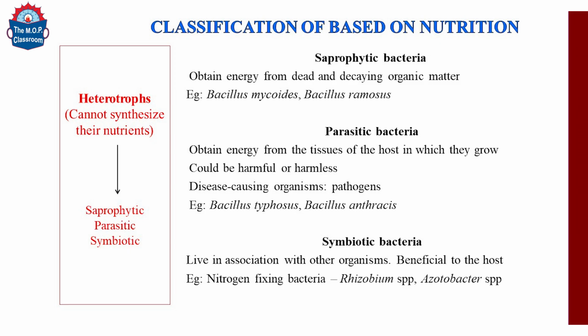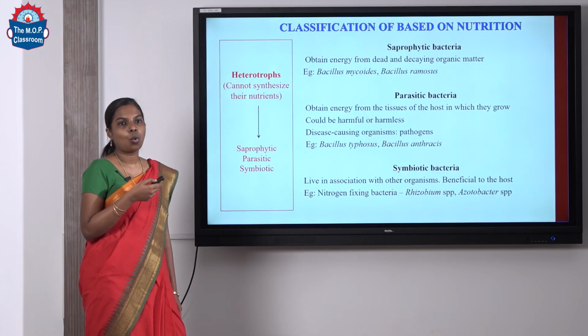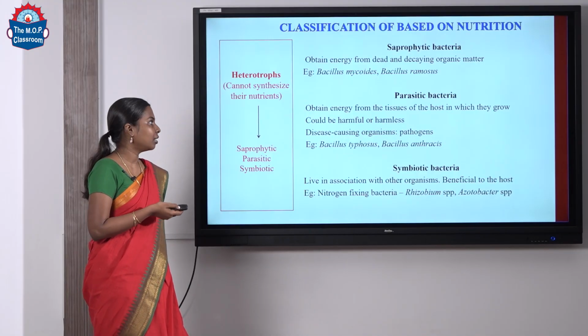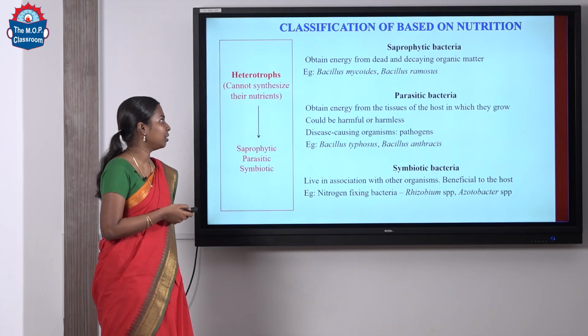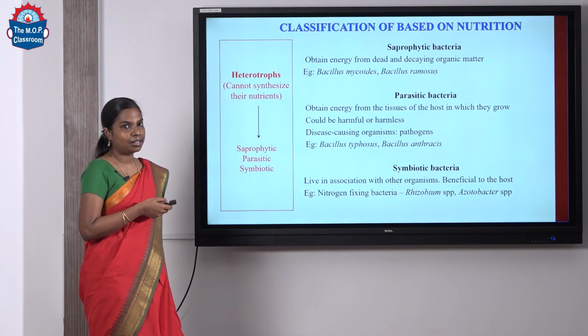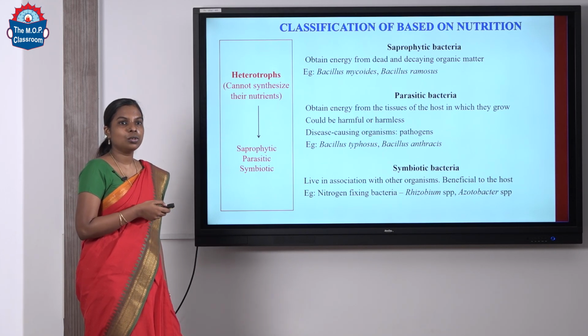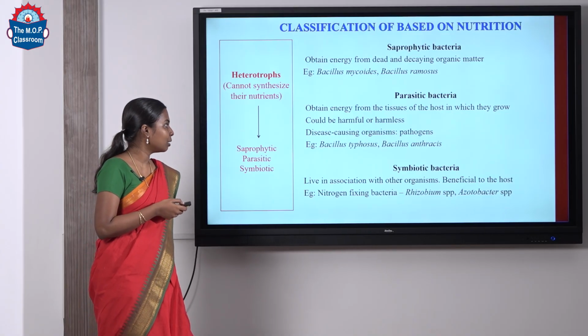The second one is called heterotrophs. Heterotrophs cannot synthesize the nutrients and hence they have to depend upon other sources to get the nutrients required for growth and multiplication. Now, depending upon what source they rely on to derive the nutrients, heterotrophs can further be categorized into 3 different categories. The first one is called saprophytic bacteria. This group of bacteria derive their energy from dead and decaying organic matter such as fruits, leaf, vegetables and fecal matter.